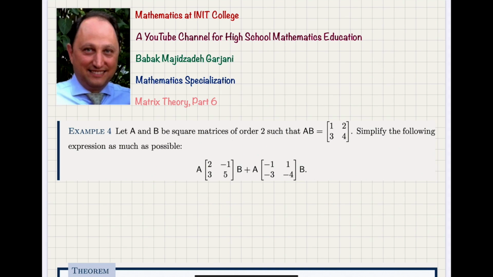Yeah, so this is actually a very particular problem. Let me read the problem. Yes, you are right. So let A and B be square matrices of order 2 such that the product is this one. Of course, one way might be to find A and B. I haven't thought about that, by the way, because if the product of these two matrices is this one, can I really determine A and B?